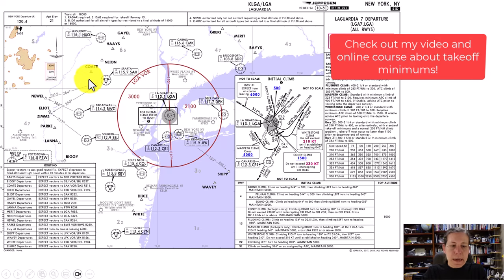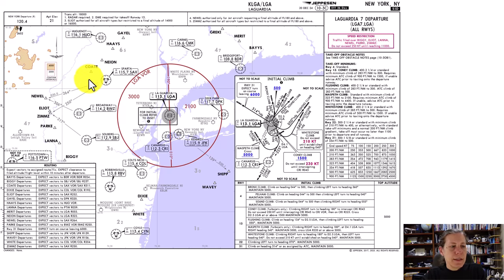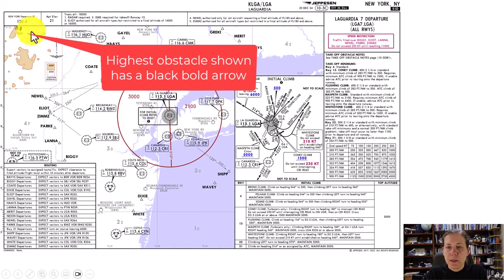Okay. So this is an example of a vector SID. And like I said, you can go to any of these things depicted on here, VORs or various points, as long as you comply with the notes and you file it like LGA 7 dot, whatever it is you're going to. Cool.